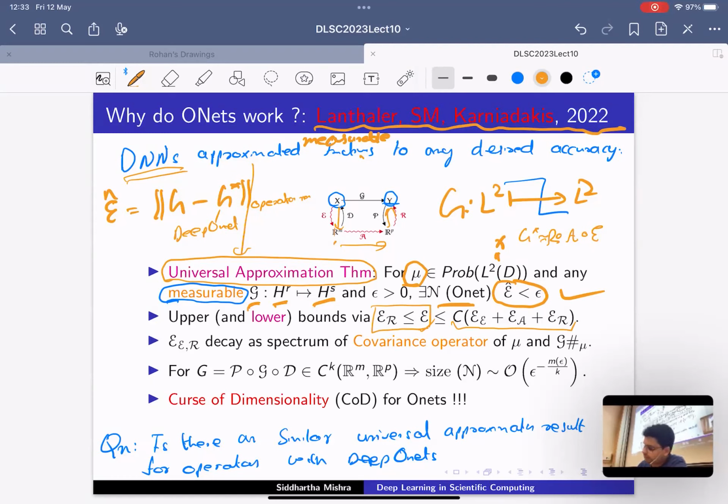And if you remember, this is why I introduced PCANet, because this relied on the so-called covariance operator, right? So even though the DeepONet does not use a PCA construction, the theory behind it uses a PCA construction, and you need this covariance operator. Now, what is the covariance operator? Let me just recall it very quickly.